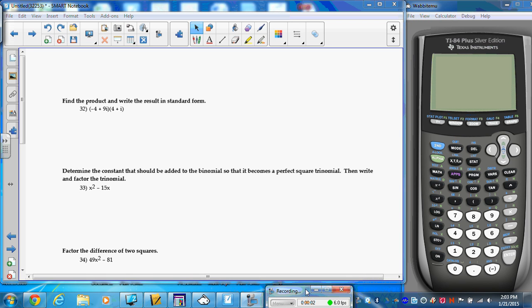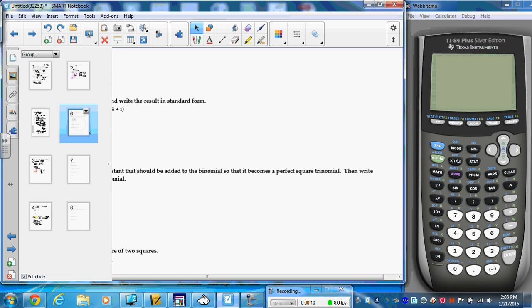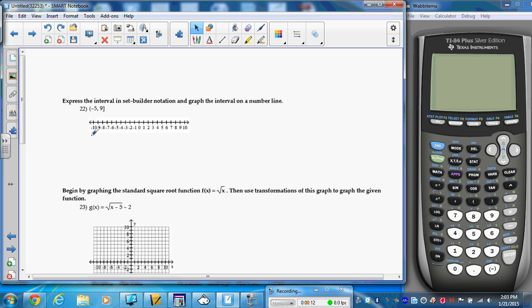Part 4. I think we're on the wrong page. Let me jump back to the page we were looking at. Part 4 begins with question 22, and we're supposed to graph this interval on the number line.